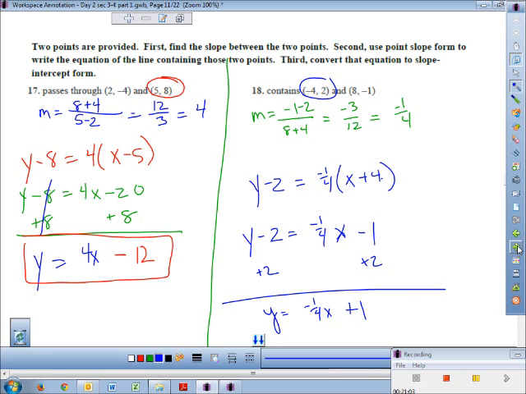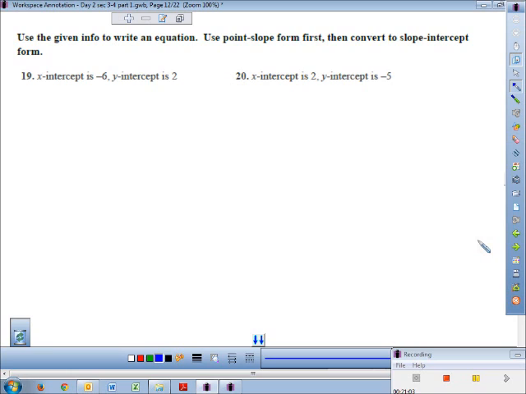So on to the next page. Here they give you secret ordered pairs here. They say here's an x-intercept, here's a y-intercept.